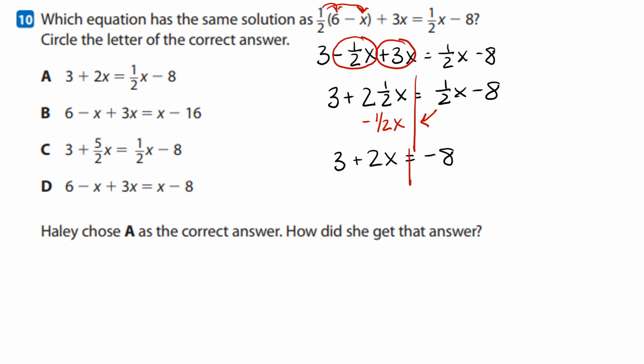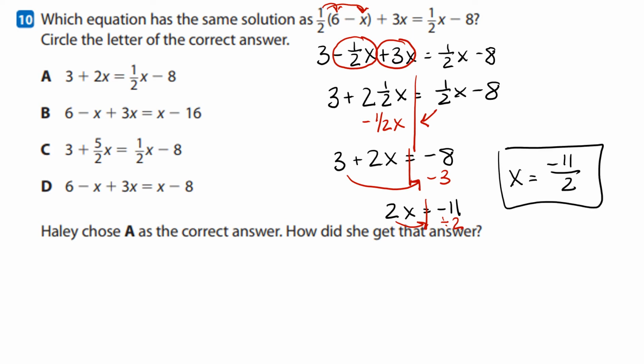Combining the next pair of like terms, the 3 and the negative 8 are on opposite sides, so we do the opposite of 3. We do a minus 3. Negative 8 minus 3 is going to give us a negative 11. And our last step when we are solving equations is to divide. We cannot do 11 divided by 2 evenly, so we leave it a fraction. x equals 11 over 2.